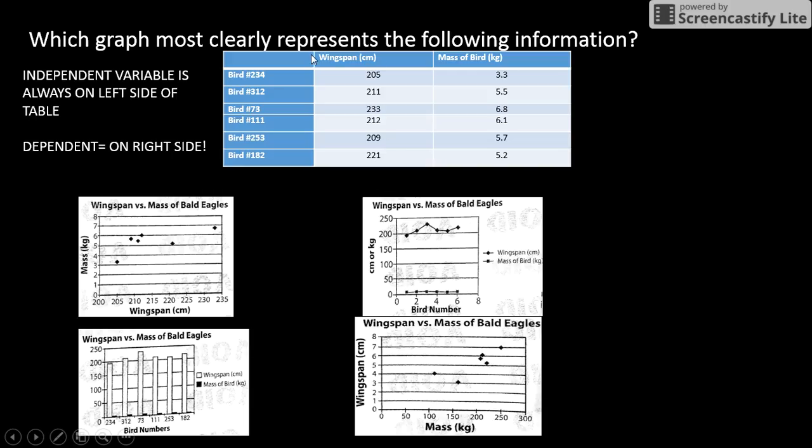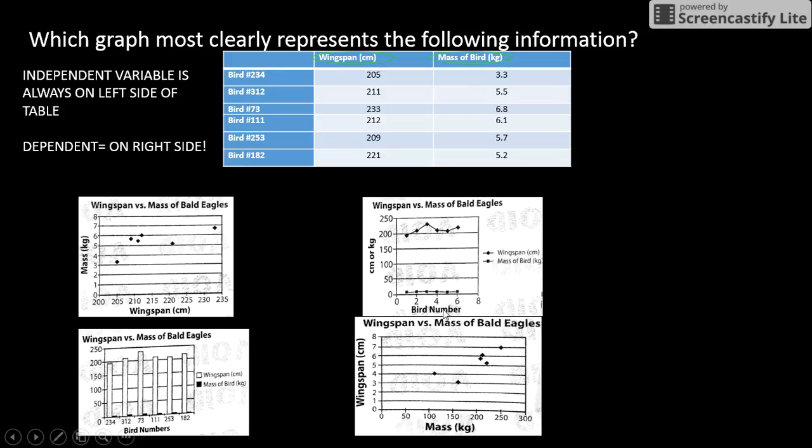So, key thing here, we want to look at what our table is representing. It has wingspan and mass of birds. So, right off the bat, we know that these should be the labels of the axis on our graph. So we can cross off any graph that doesn't have that. So let's take a look. This one has wingspan, mass. So we know that that's good for right now.